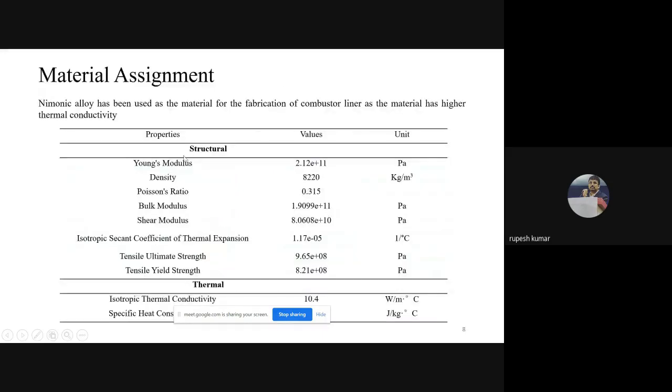So for the material, here we are using pneumonic alloy. Why? Because of the reason given here. It has a high thermal conductivity, and moreover it can withstand the conditions, because gas turbine industries at present use pneumonic alloy as a material for fabrication. So we have selected pneumonic alloy as the material. We have assigned it for our thermal analysis, and the properties have been given for pneumonic alloy.